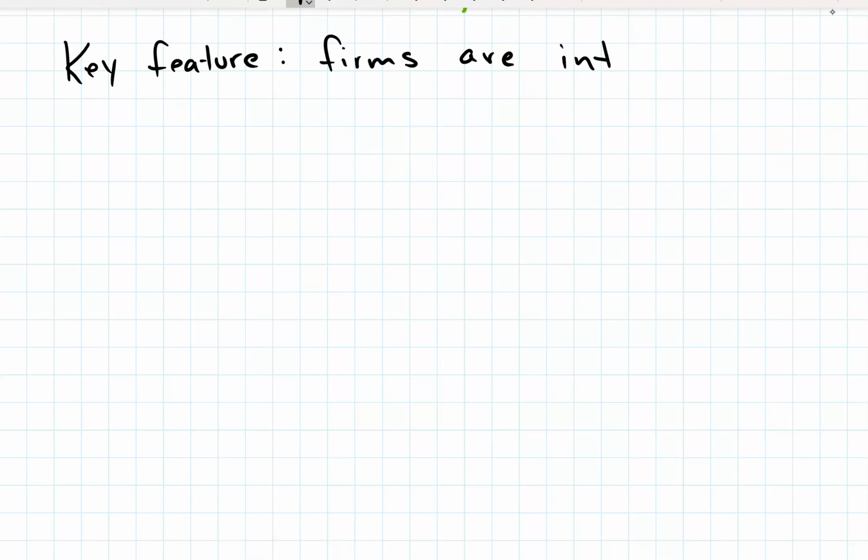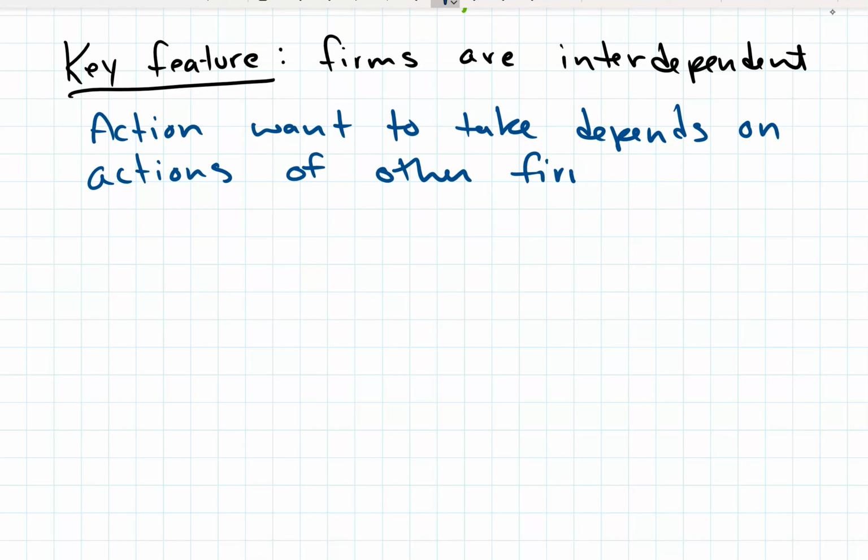Okay, so let's come back and analyze this market. The key feature of oligopoly is that firms are interdependent. That means the action they want to take depends on the actions of others, right? They're very interdependent, and that's because there's few of them.